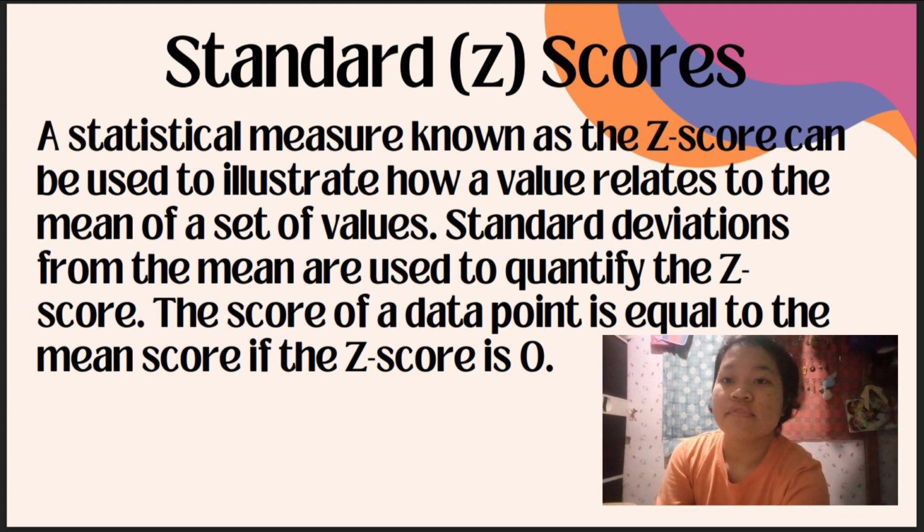So the significance of z-scores. Z-scores provide a standardized way to assess where a particular data point stands within a distribution. A positive z-score indicates a data point above the mean, while a negative z-score implies a position below the mean. The magnitude of the z-score indicates how far a data point is from the mean in terms of standard deviations.